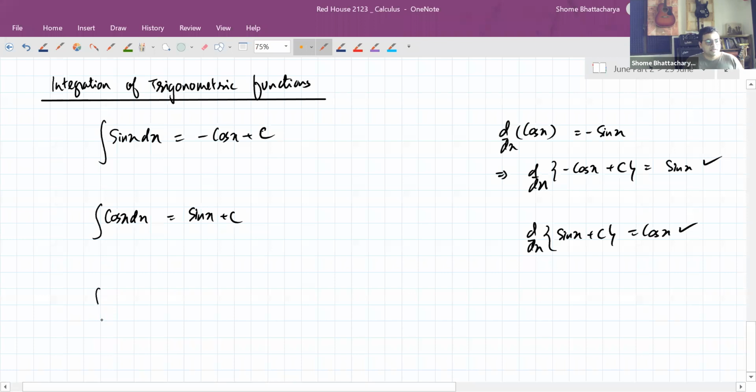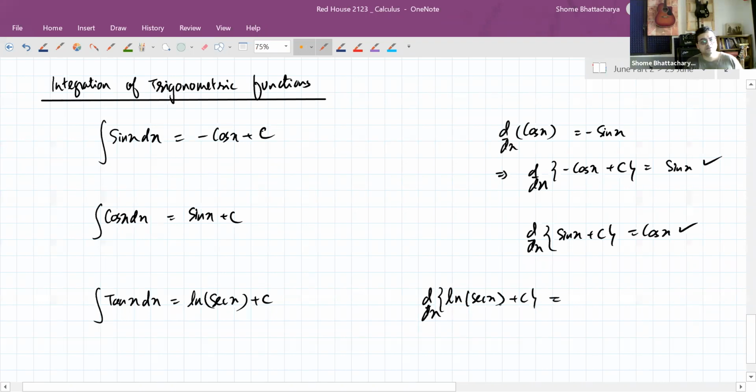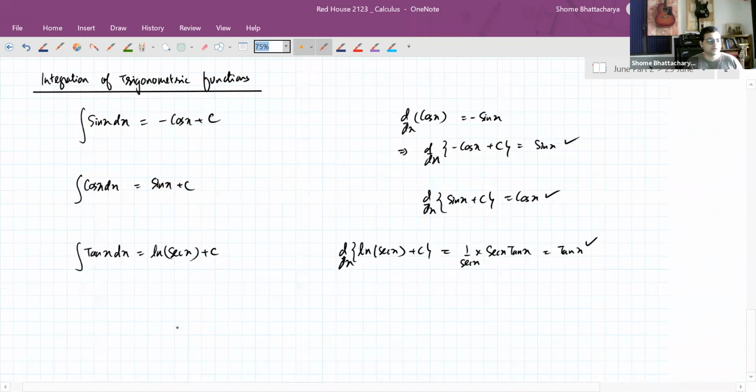However, the next set of integration formulae are a little bit more complex. This is given by ln of sec x, or natural log of sec x plus c. And the logic of this is very simple. If you differentiate the ln sec x term, you have to use the chain rule. So 1 by sec x into differentiation of sec x, which is sec x into tan x. So that will give you tan x. So that is the logic of this third one.